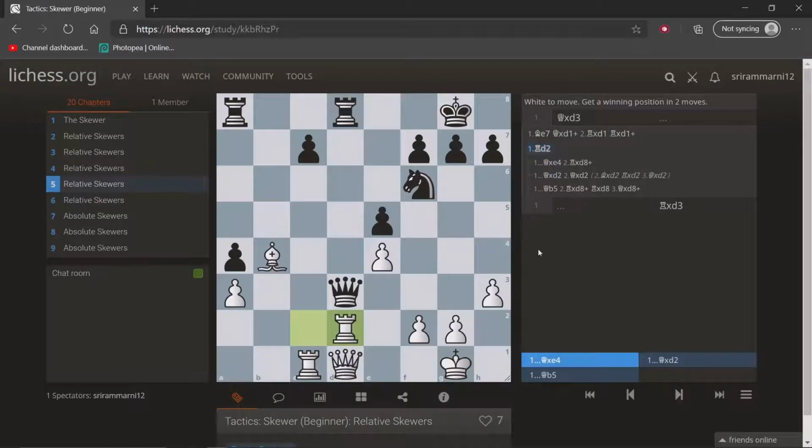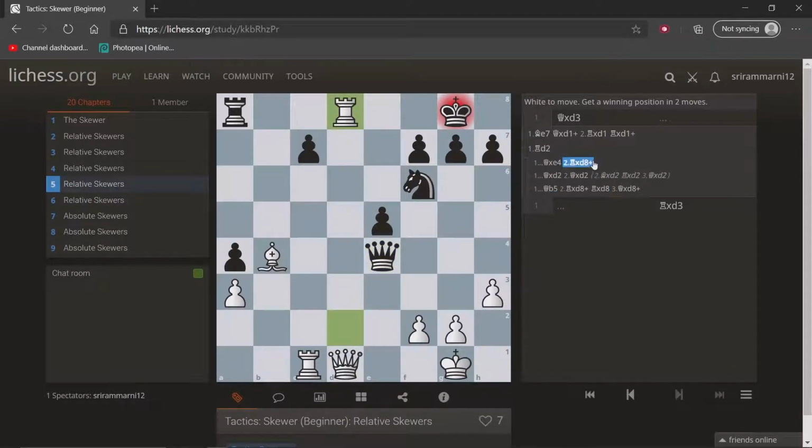Some other responses are queen to d2. No, sorry, not queen to d2, rook to d2. This is the best response here, because no matter what, even if the queen takes on e4, we just simply take the rook on d8 and we win a rook. If the queen takes on d2, either the queen takes back or the bishop takes back, and then it's the same story. Or the queen can move to b5, rook takes on d8, rook takes d8, queen takes d8.